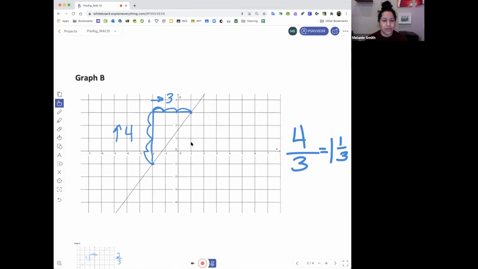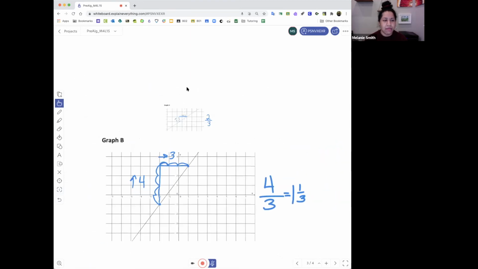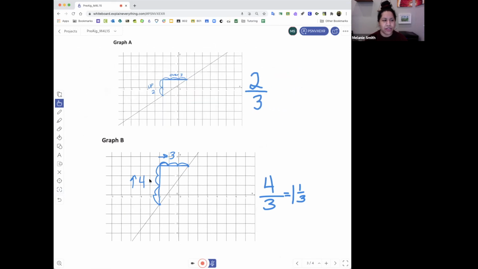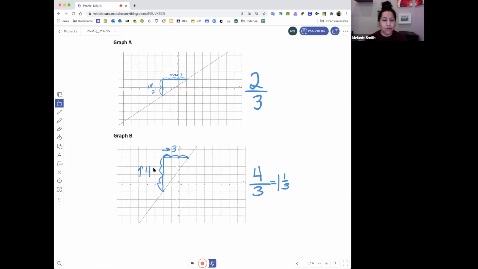Now that I have the 2 slopes for my graphs, I can compare them. Graph A has a slope of 2/3. Graph B has a slope of 4/3. Right? Which slope is bigger? The slope that is bigger is the ratio that's bigger, right? That's going to be the line that is steeper. And in this case, 4/3 is greater than 2/3. So we would say that graph B has a steeper slope. It has a greater slope, so it's a steeper line.